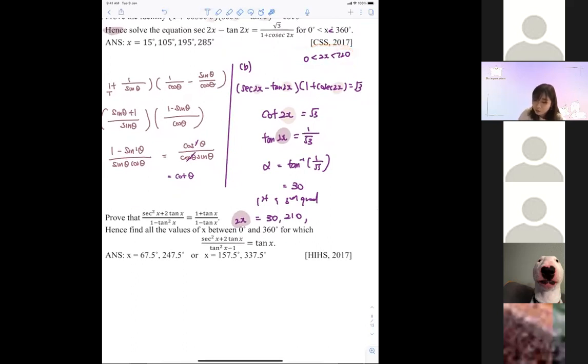So 0 to 720, we must plus minus 360 to get everything. So plus 360, plus 360. Can plus 360. Okay, cannot plus 360 really. Too big. So now that we finished finding 2x, we can find x.